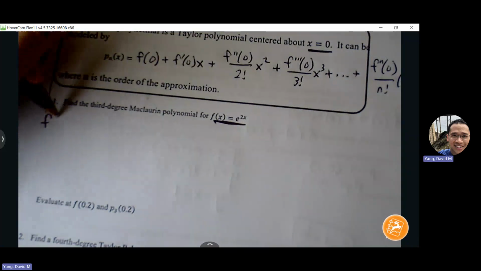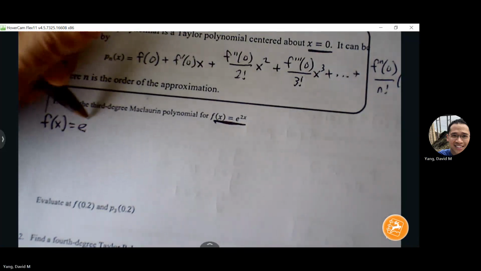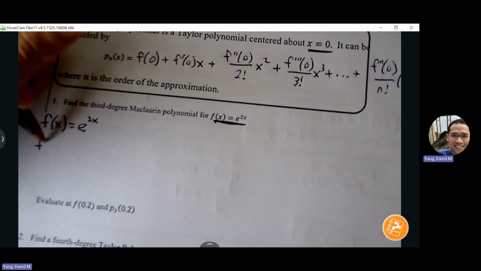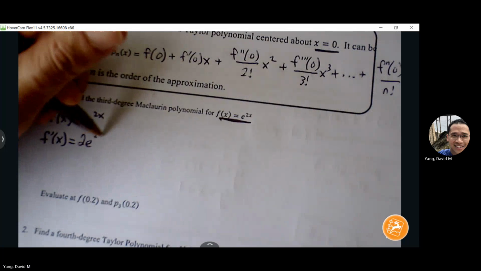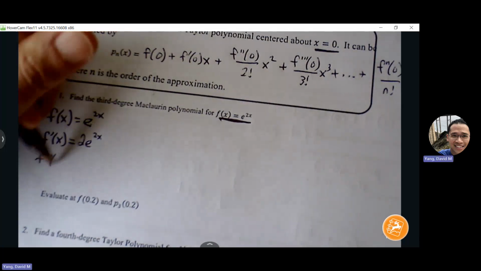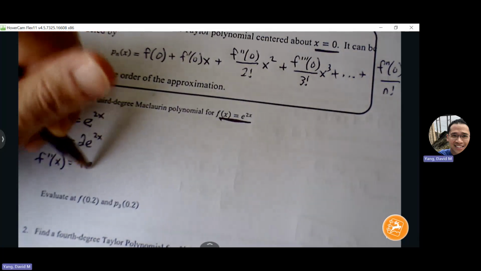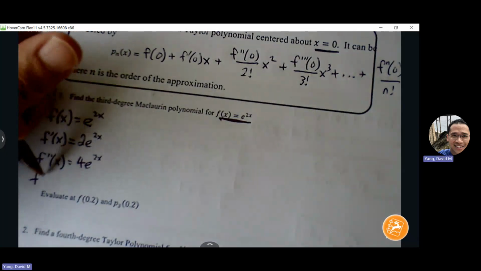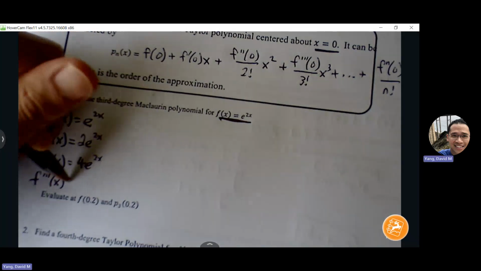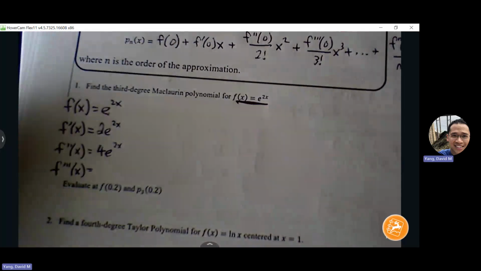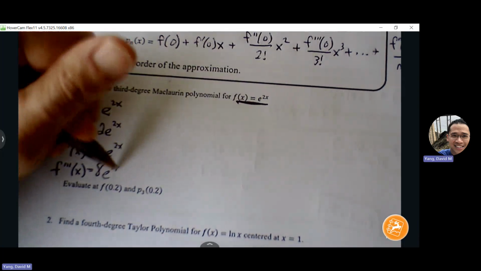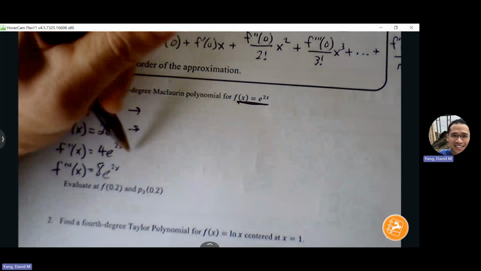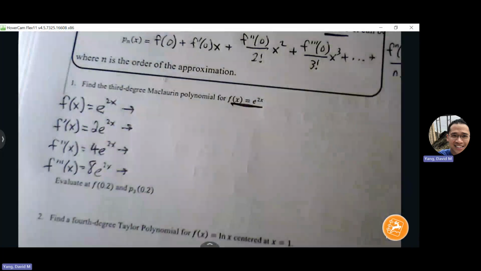So we know f of x is e to the 2x. What's f prime of x? What's f double prime of x? We're just doing chain rule for these, right? And then next up, e to the u times u prime. The third derivative is 8e to the 2x.